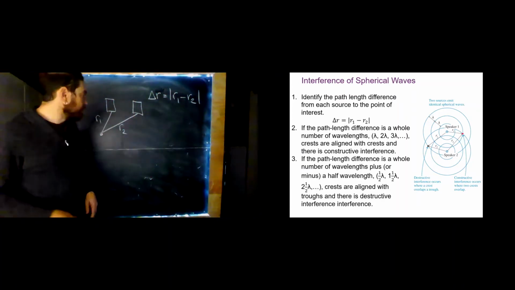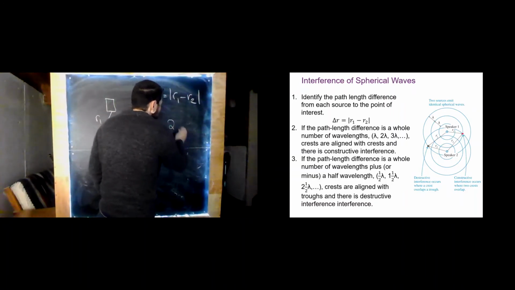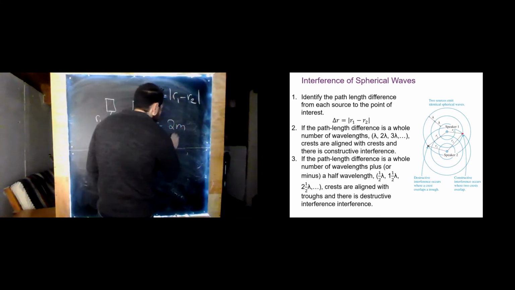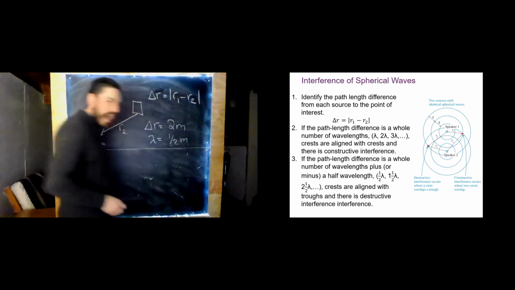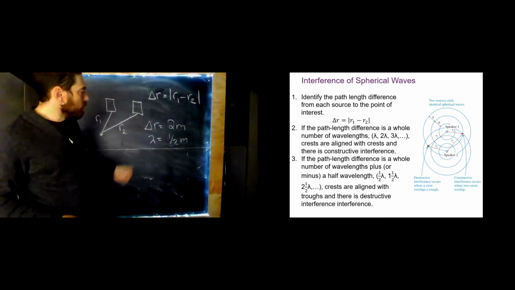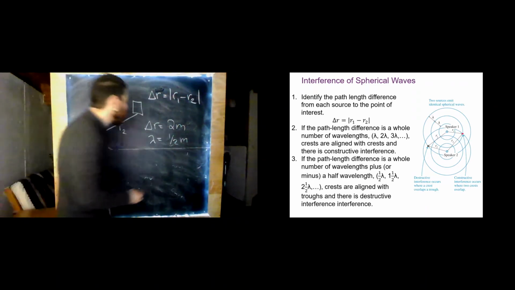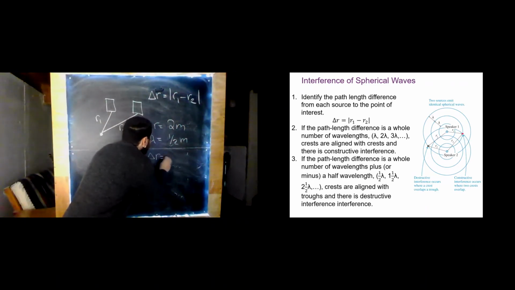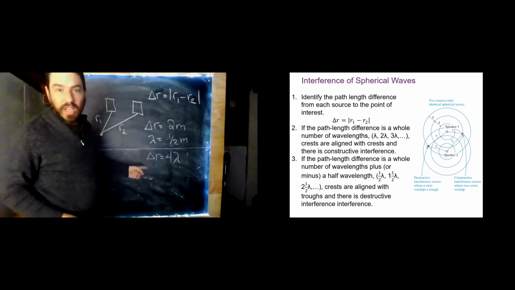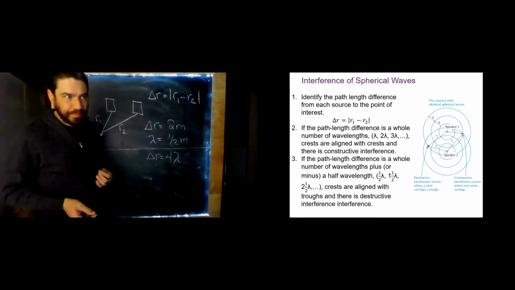So, for example, let's just say that delta R was 2 meters, and let's just say that lambda was 1/2 of a meter. How many wavelengths, then, is delta R? Well, we would divide 2 meters by 1/2 of a meter, and we'd say, oh, well, we could also write delta R as 4 wavelengths. 4 times lambda is delta R.